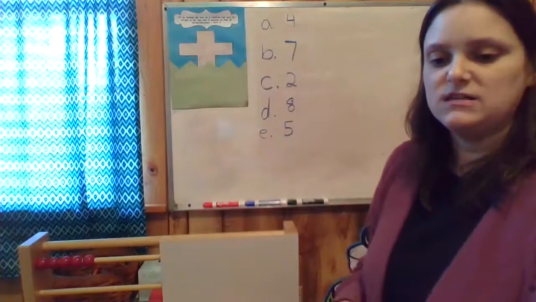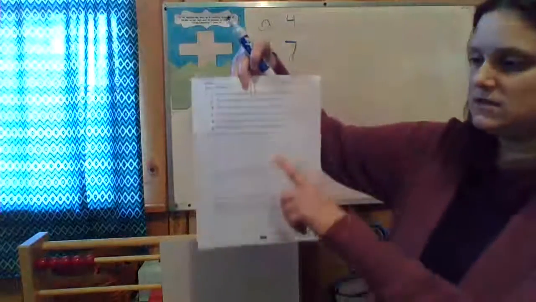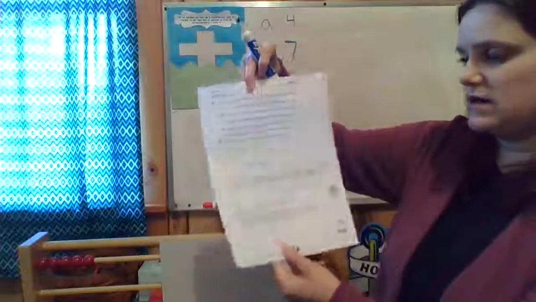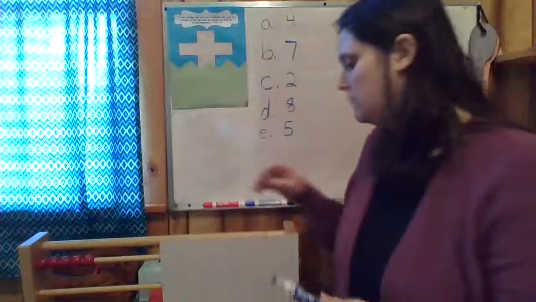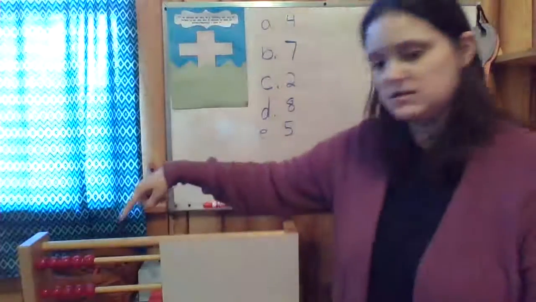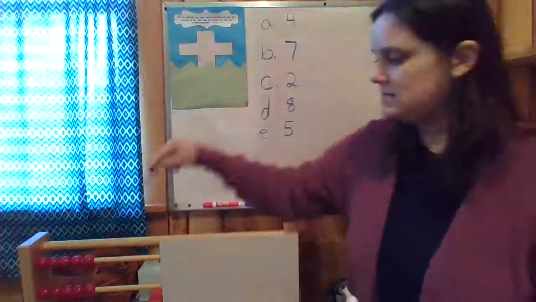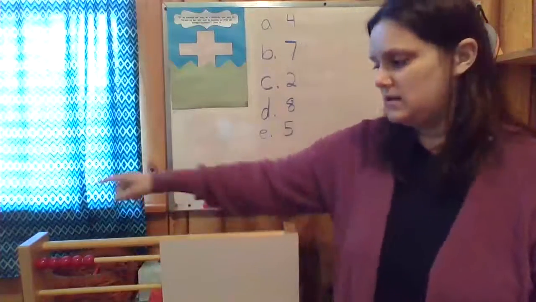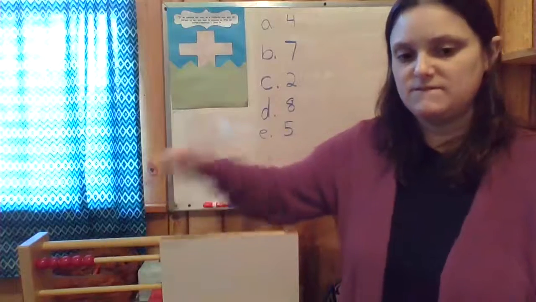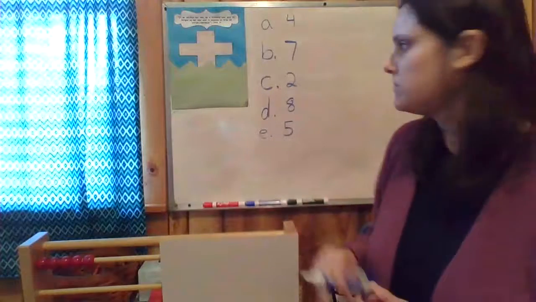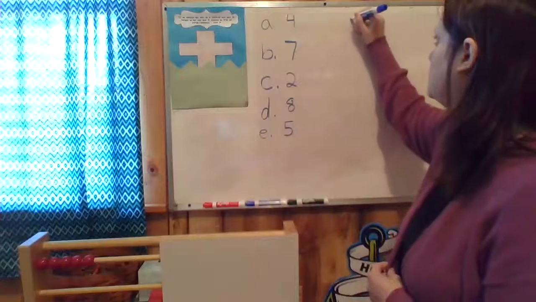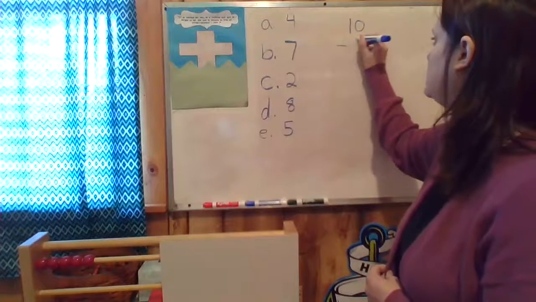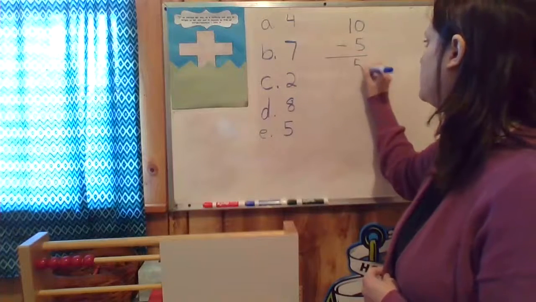Okay, so now you're going to continue doing what we just did with the subtraction, okay? I'll help you with the first couple. We have 10 to start with, and 10 minus 5, so I'm taking away the entire bottom row, is 5. So 10 minus 5 is 5.